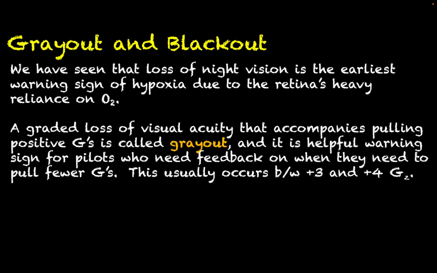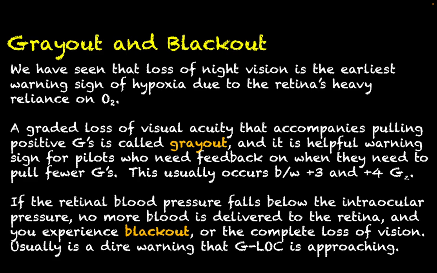So, a graded loss of visual acuity that accompanies pulling positive Gs is what we call gray out. Okay, so we're not quite talking about blackout, which would be the complete loss of vision. This is just a diminishing of your ability to see very well. This is going to be your first early warning sign that you're pulling too many Gs. Usually when a pilot starts experiencing gray out, they take it as an immediate sign that they need to ease up on the stick a little bit, and usually those symptoms will resolve themselves very quickly. So gray out is usually going to occur between pulling 3 and 4 Gs.